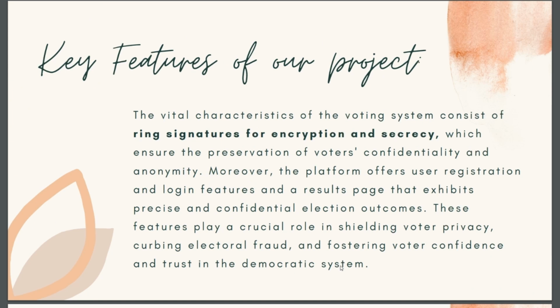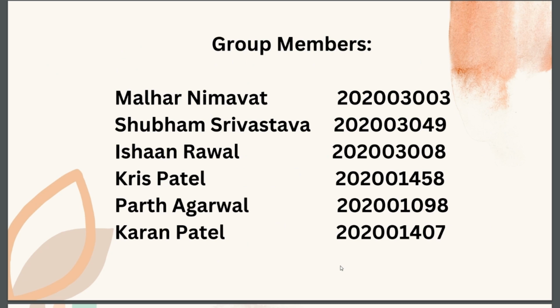Now, key features. Talking about the key features of our project, first and foremost, an important aspect of our project is that it uses ring signatures for encryption and secrecy. The platform offers user registration, login, and a results page that exhibits precise and confidential election outcomes. The voter can access the result of the election immediately, and they can have a live tally of what candidate is achieving what number of votes.